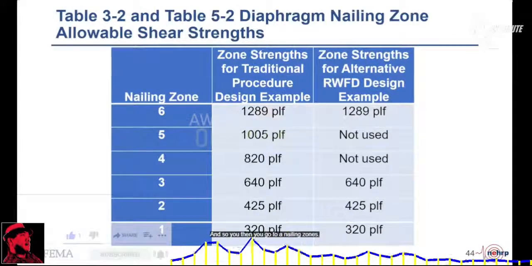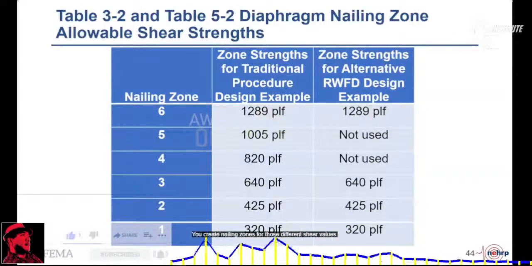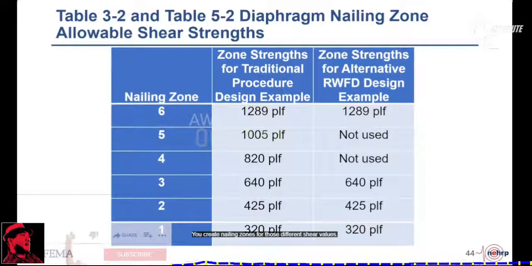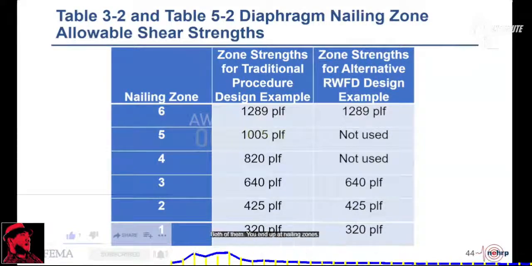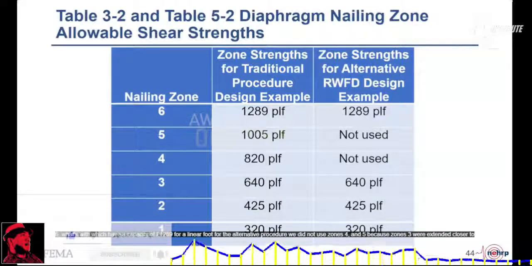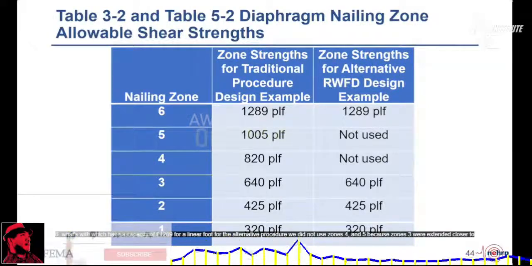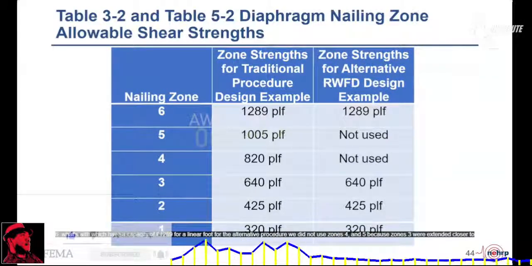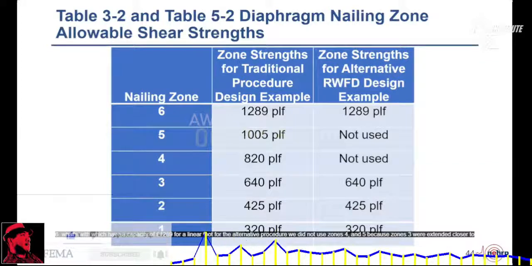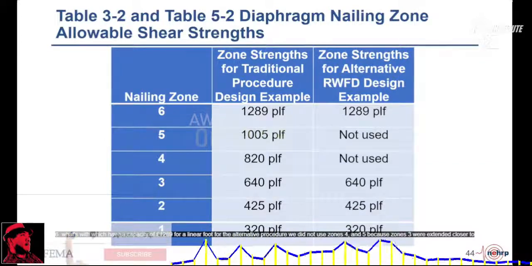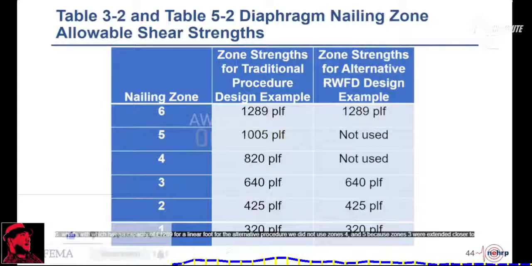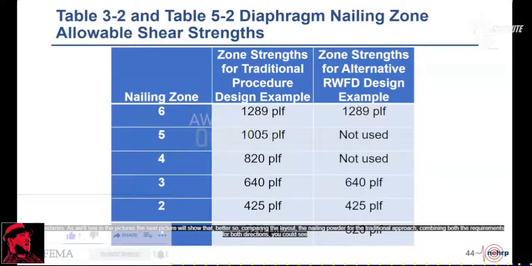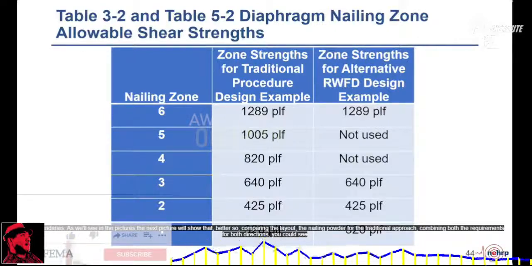And so then you go to nailing zones, you create nailing zones for those different shear values. Both of them, you end up at nailing zone 6, which had a capacity of 1289 pounds per linear foot. For the alternative procedure, we did not use zones 4 and 5 because zone 3 was extended closer to the boundaries. As we'll see in the pictures, the next picture will show that better.